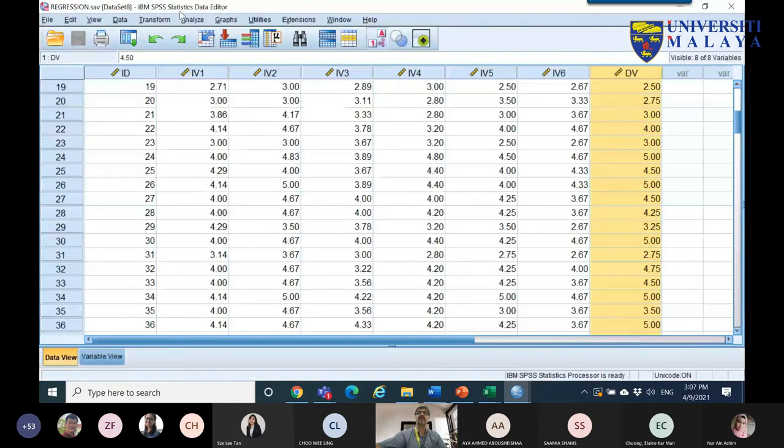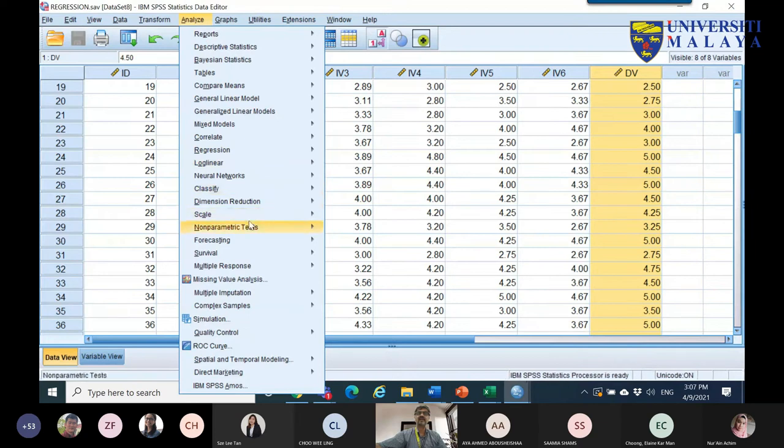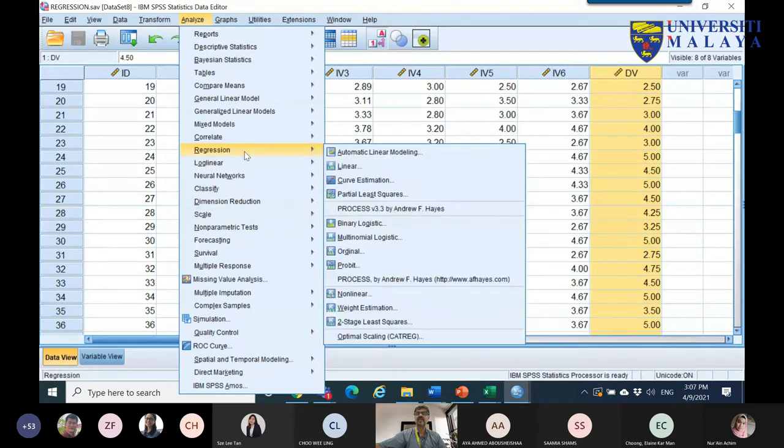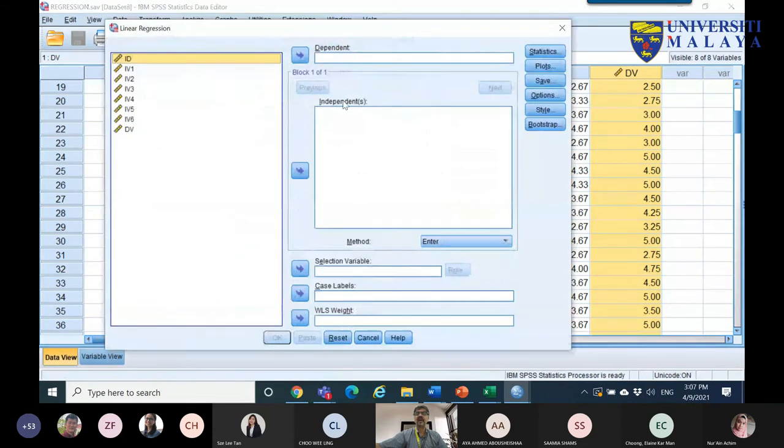What I need to do? Very simple. Go to analyze. The data is normally distributed. I did not check the IV because it doesn't matter. And then go to linear. Under linear, I put IV and DV. That's all. And then run it. But before running, I need to tell you two assumptions.